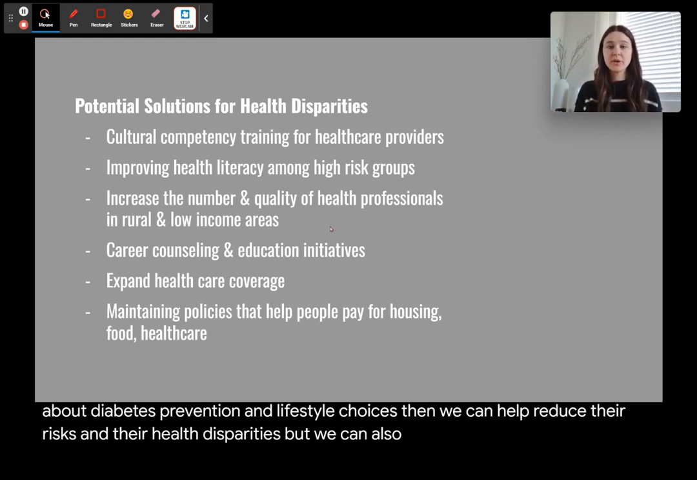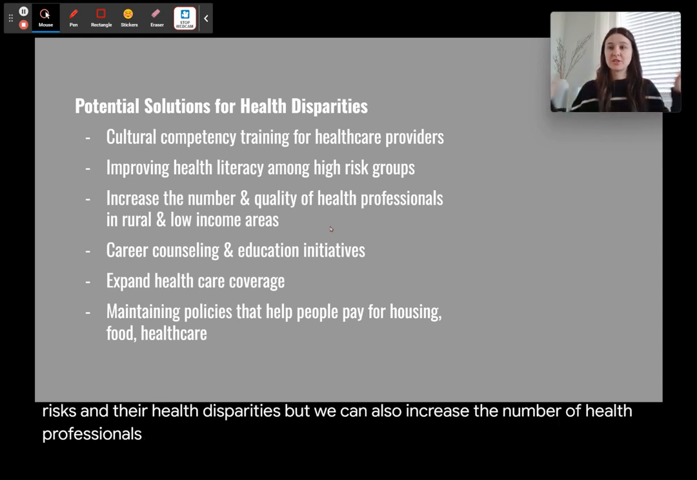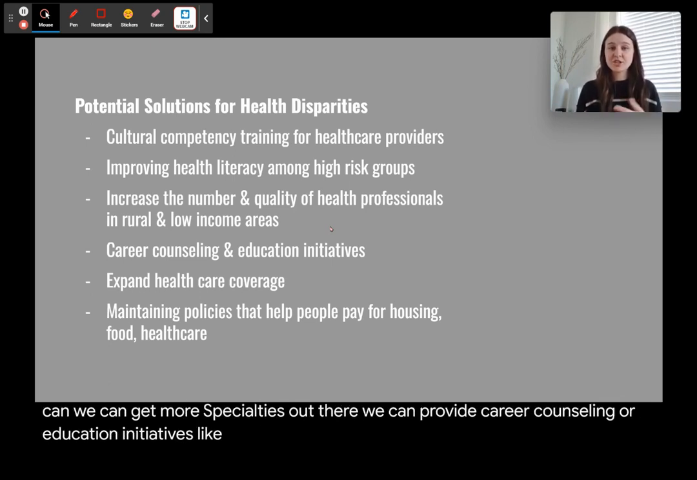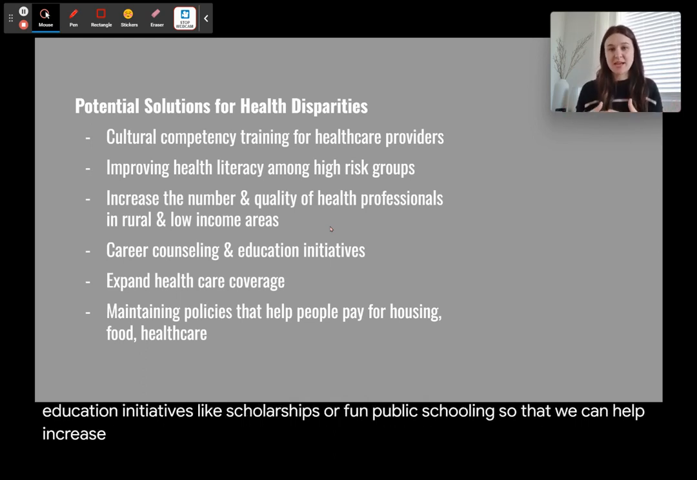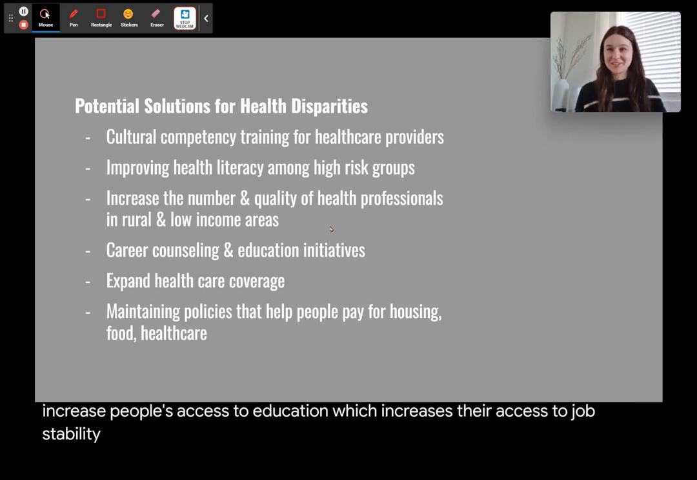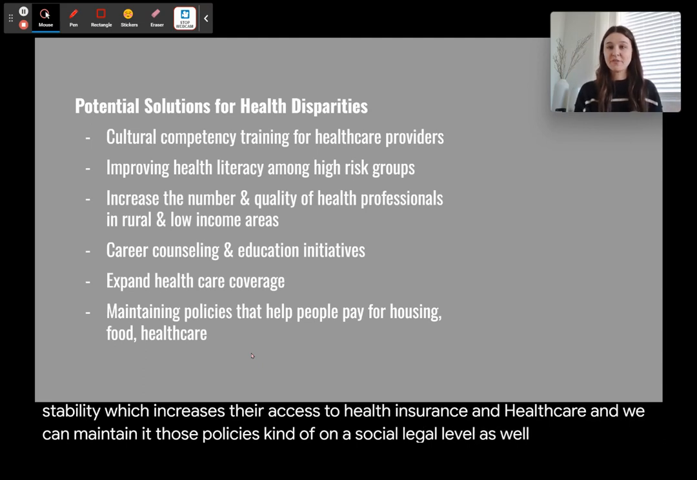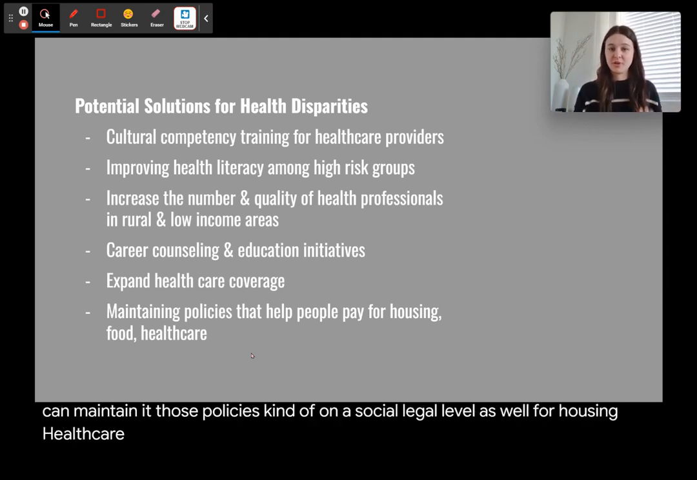But we can also increase the number of health professionals that are going to rural or low income areas. And like I said before, we can get more specialties out there. We can provide career counseling or education initiatives like scholarships or fund public schooling so that we can help increase people's access to education, which increases their access to job stability, which increases their access to health insurance and healthcare. And we can maintain those policies on a social legal level as well, for housing, healthcare, food, all those sorts of things.